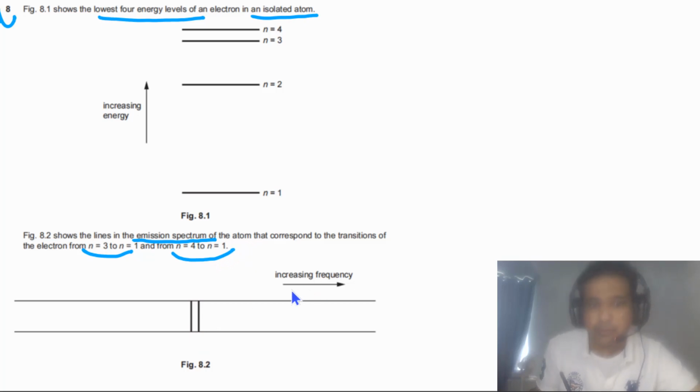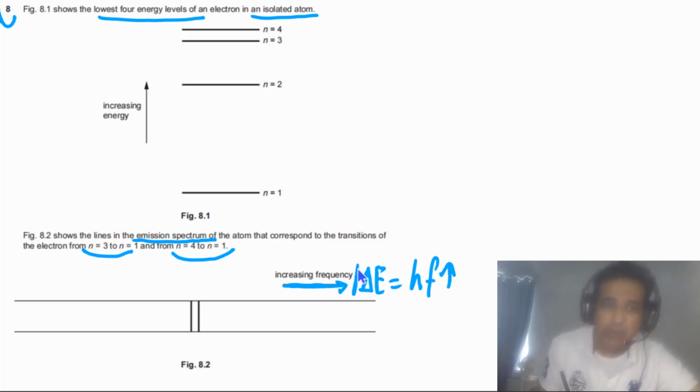For this question it is given to us that frequency is increasing to the right, and the energy of the emitted photon is equal to h times f. So if frequency is greater, it means energy is greater, so we can also use arrows here. This line has higher energy because it is due to a photon of high energy, and this line is due to a photon of lower energy.